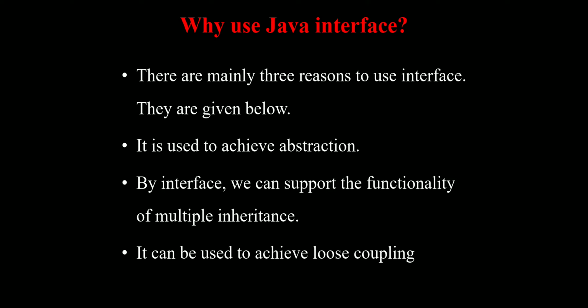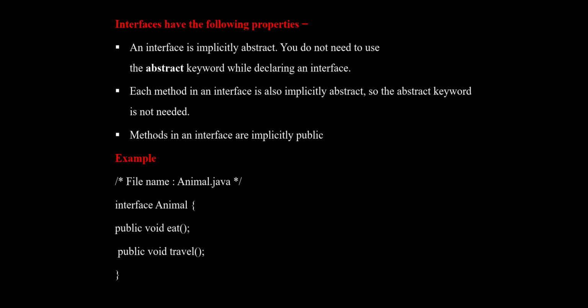Here some points are there. Now we can see there are mainly three reasons to use an interface, given below. It is used to achieve abstraction. By interface, we can support the functionality of multiple inheritance. It can be used to achieve loose coupling. It means if we are going to access the objects of two superclasses, we have to use the interface concept.